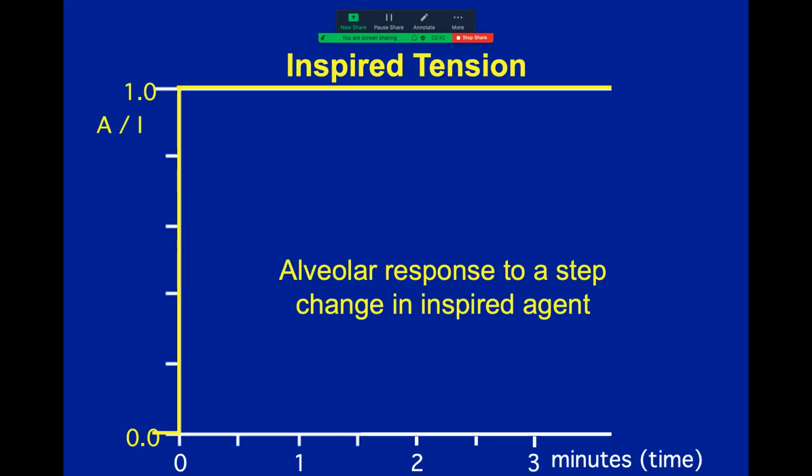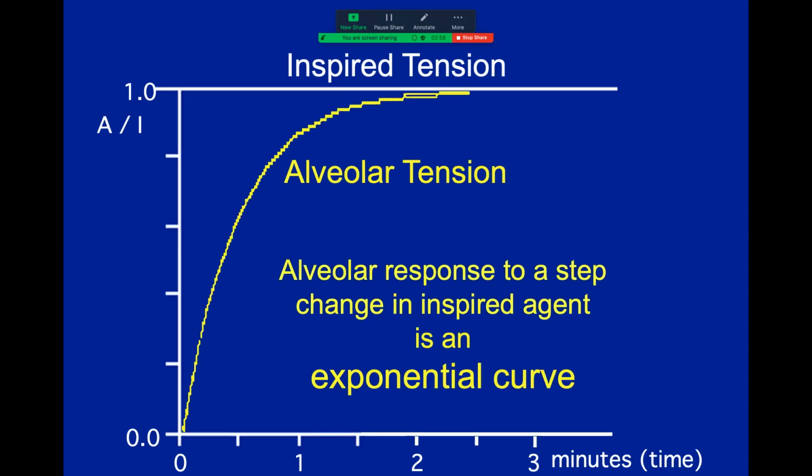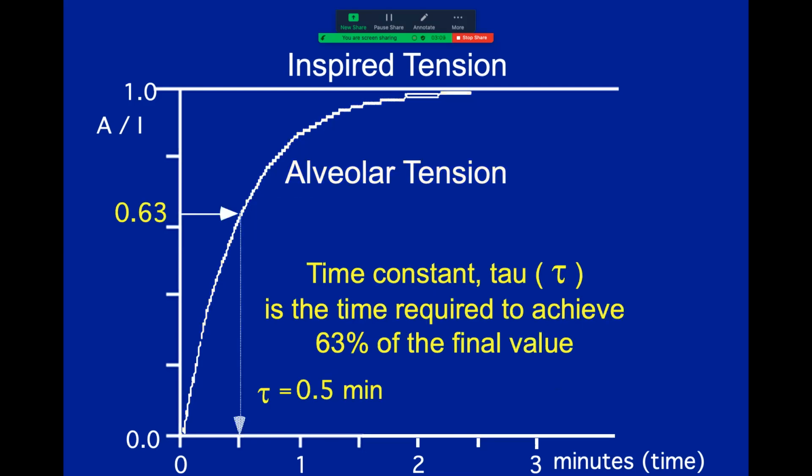Let's look at that. We now have the step change in inspired in the yellow, and we're going to look at pure lung wash-in without uptake into blood. This is just drug going into the patient's lungs, and we're going to look at the alveolar response to this step change. Here we have the curve. The curve goes up rapidly at the beginning and then more slowly. This is the alveolar response to a step change, and it's an exponential curve.